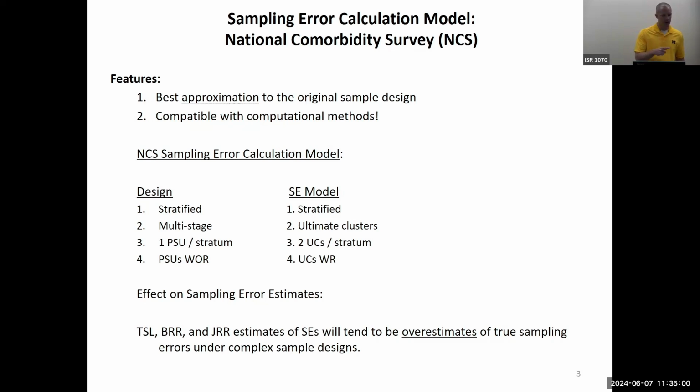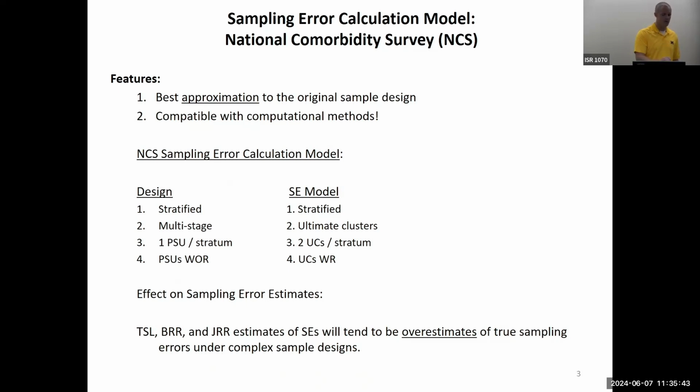Okay, so the original design for the NCS was a stratified, multi-stage design that only took one PSU per stratum, and those PSUs were sampled without replacement. Okay, now that original design is not immediately compatible with computational methods. Why? First of all, only having one PSU per stratum, we can't estimate between cluster variance within a stratum. There's only one PSU. So that's fine for the sampling, but we can't calculate the contributions of each stratum to the overall sampling variance with only one PSU per stratum.